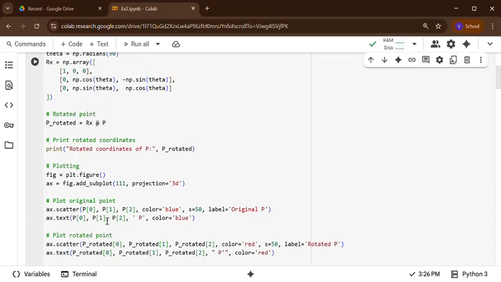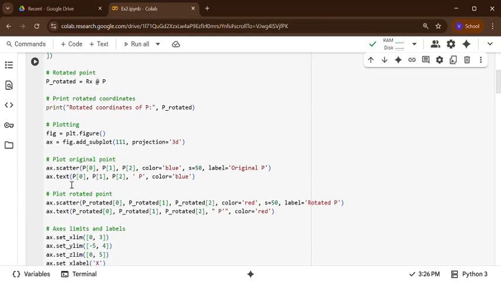So first thing is without rotation. This is without rotation. Original point we are going to plot. So x is the first value 2, then P of 1 is 3, P of 2 is 4. So 2, 3, 4, the color is blue and the size is 50, and then the label is original point. Then we are going to add the text also.